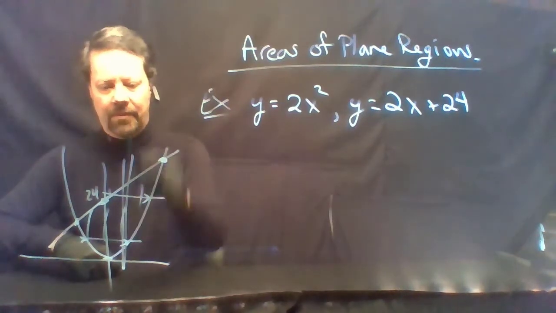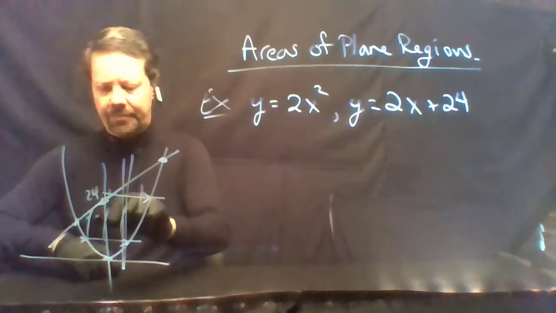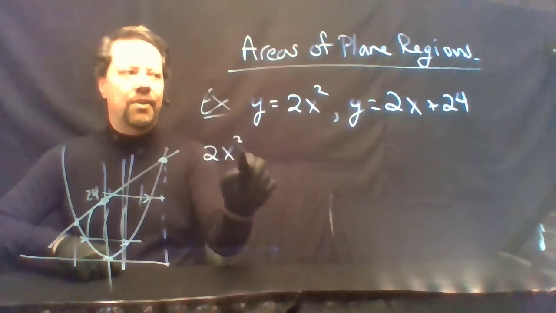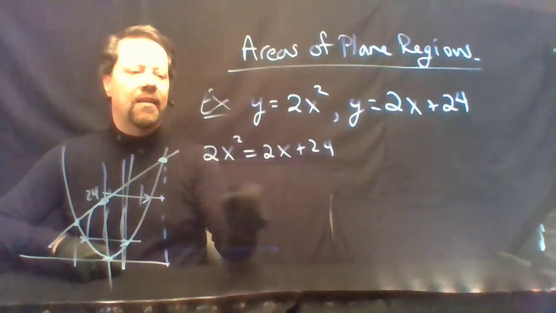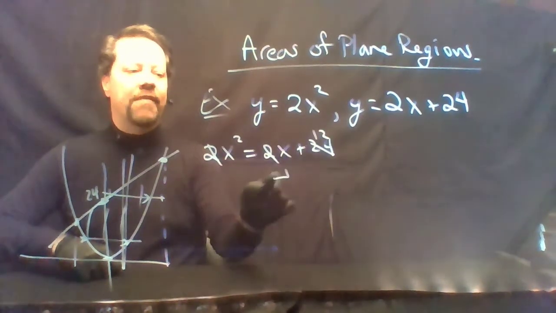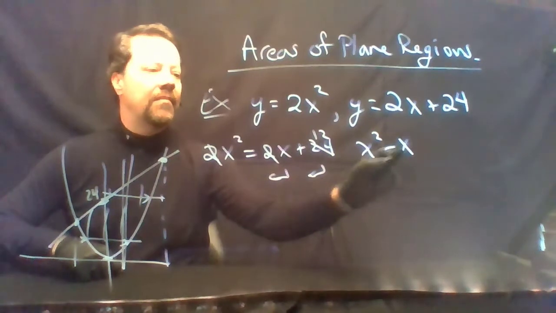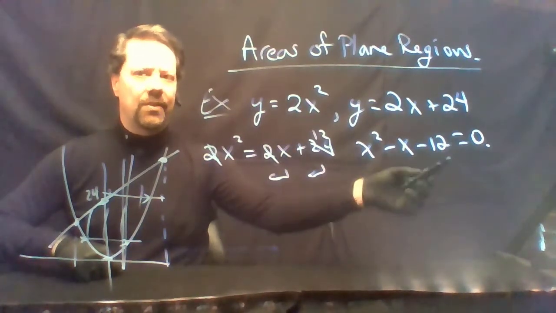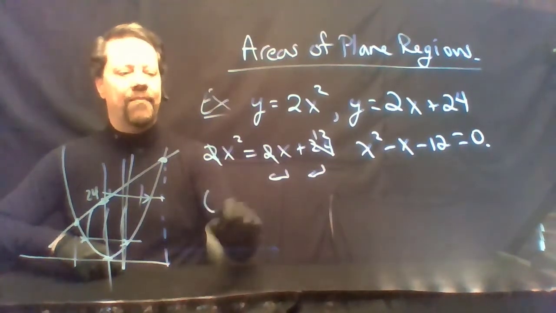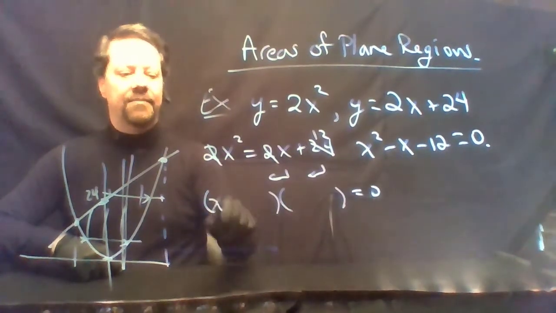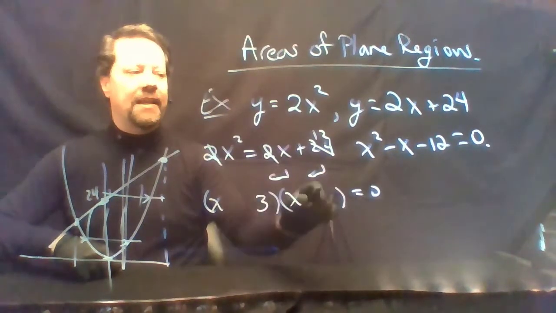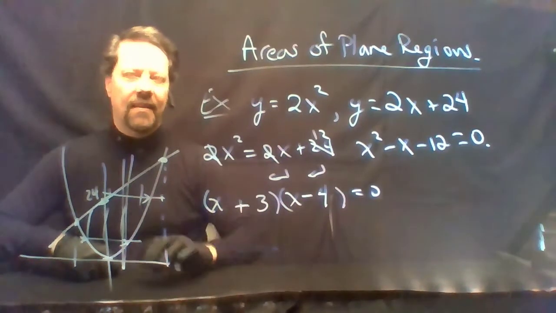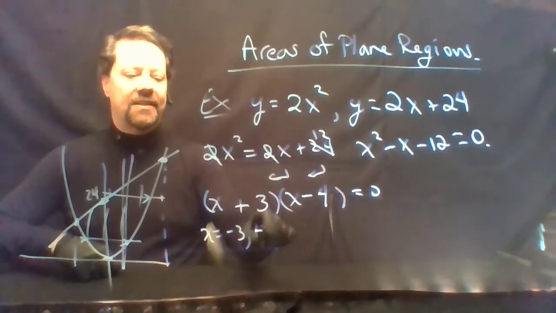Using vertical cross sections, you only use 1 double integral, but you do have to figure out where these points of intersection are. To that end, we'll set the 2 curves equal to each other. We can divide a 2 off and then move everybody to one side, and then factor. Make sure that you move everybody to one side and 0 on the other. That's how you solve equations like this. You factor. The factors of 12 are going to be 3 and 4. They'll have opposite signs and the larger one will be negative. So we have x equals minus 3 and x equals 4.